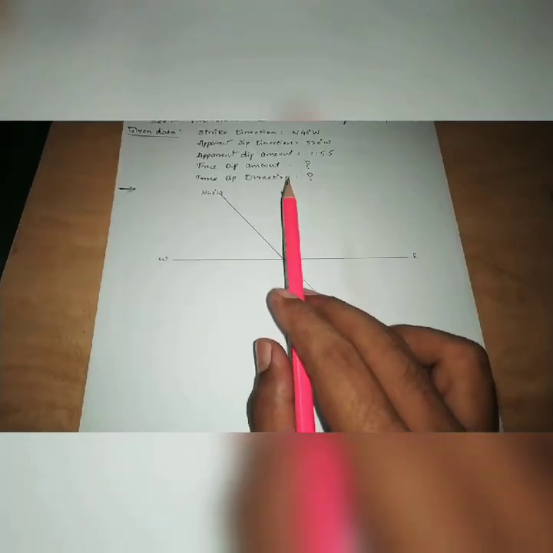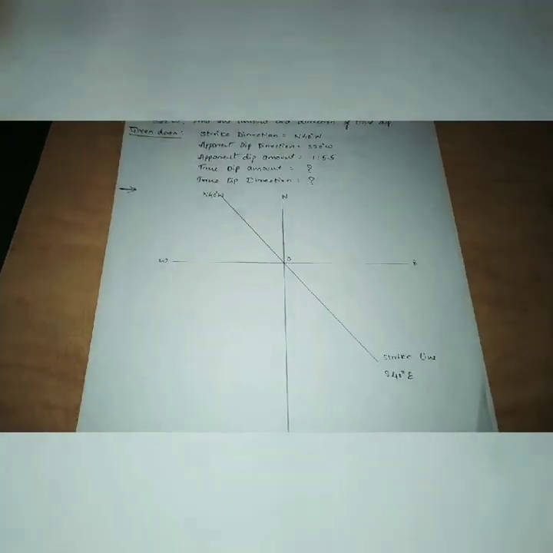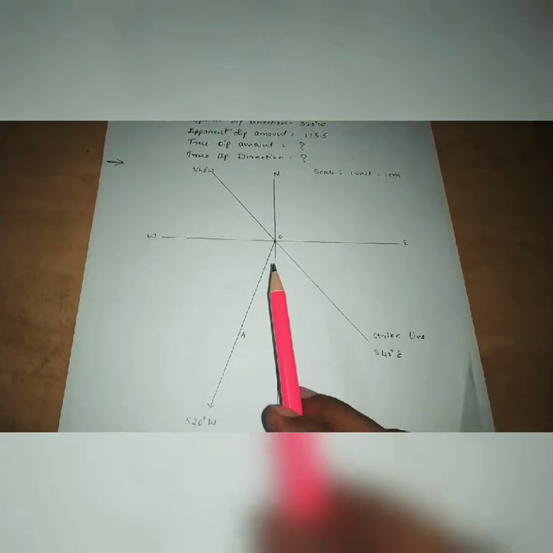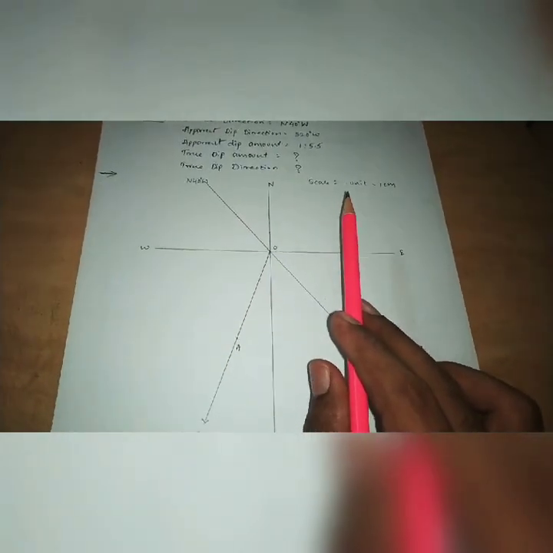In the next step, the apparent dip direction is given, that is south 20 degree west, and the apparent dip amount is 1:5.5. Along south 20 degree west we will draw a line, the apparent dip direction, and on that line we will mark the apparent dip amount. You may see here we have drawn south 20 degree west, the apparent dip direction, and marked point A that indicates the apparent dip amount, 1:5.5. We have taken a scale of 1 unit equal to 1 centimeter, so we measured 5.5 centimeter and marked point A.